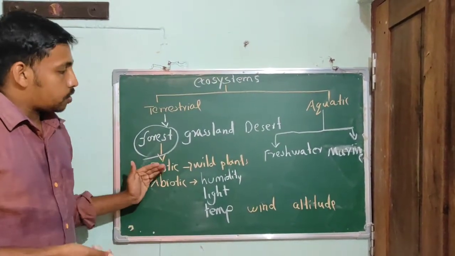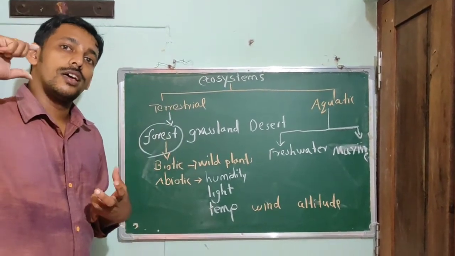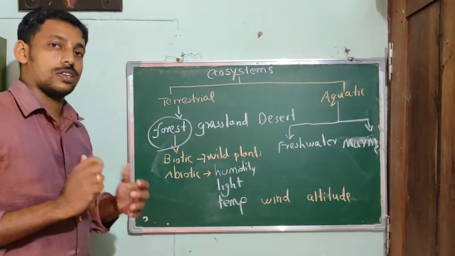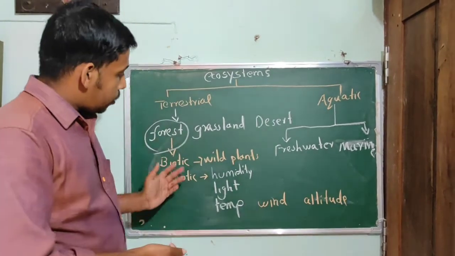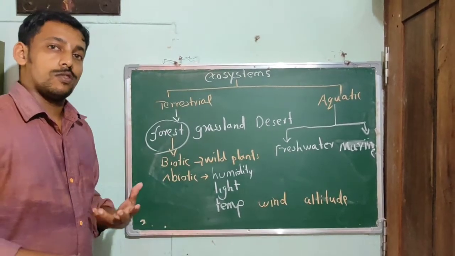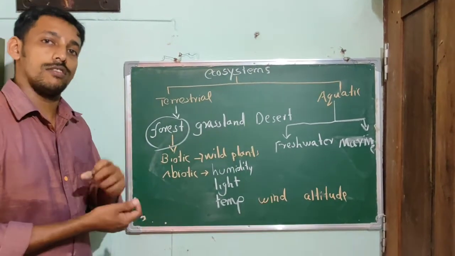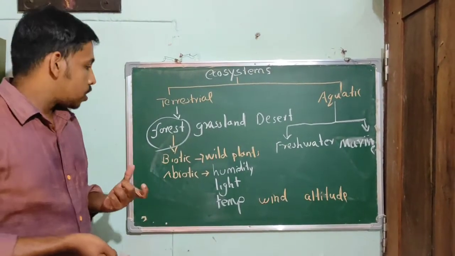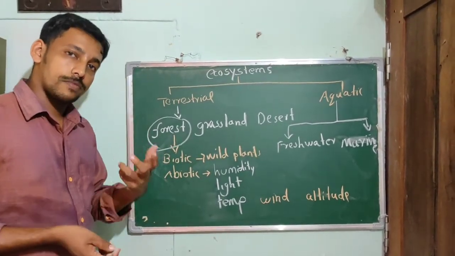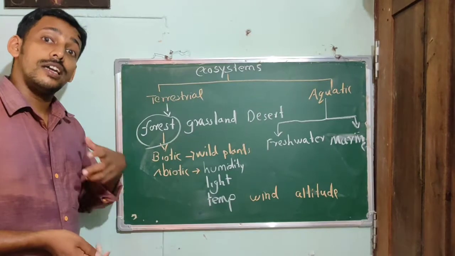The biotic components may include wild plants, wild animals, and microbes. All these constitute the biotic components of the ecosystem, and here we are considering the forest as an ecosystem. The abiotic factors may include humidity, light, temperature, wind speed, and altitude. All these are the abiotic components. So there is an interaction between all these things. The biotic components, plants, animals, and microbes, are the producers, consumers, and decomposers.